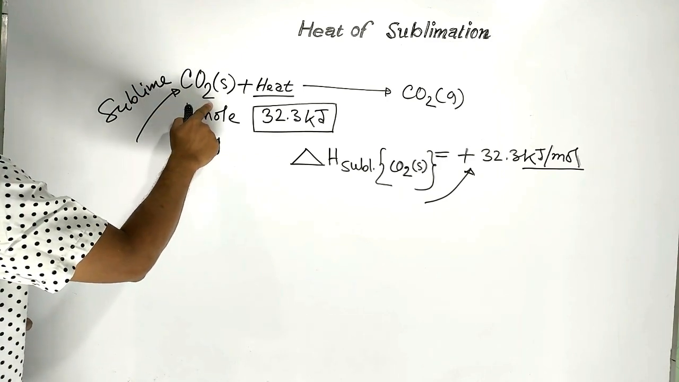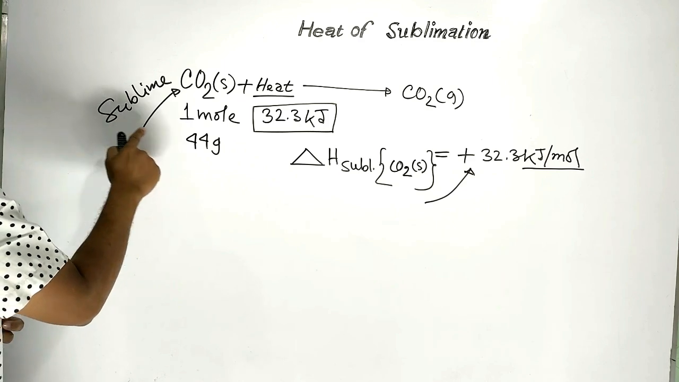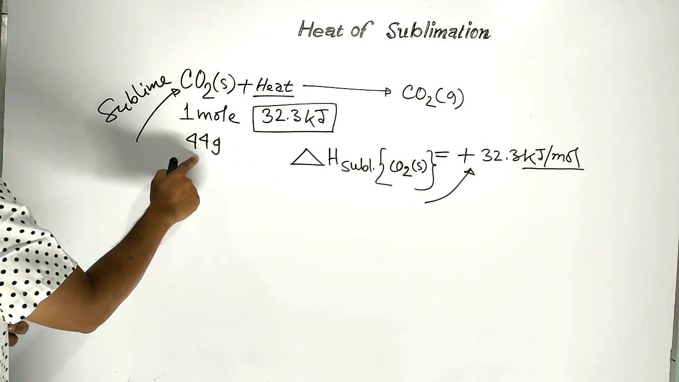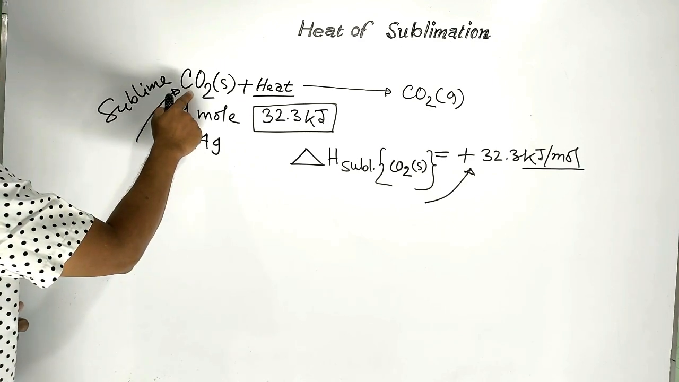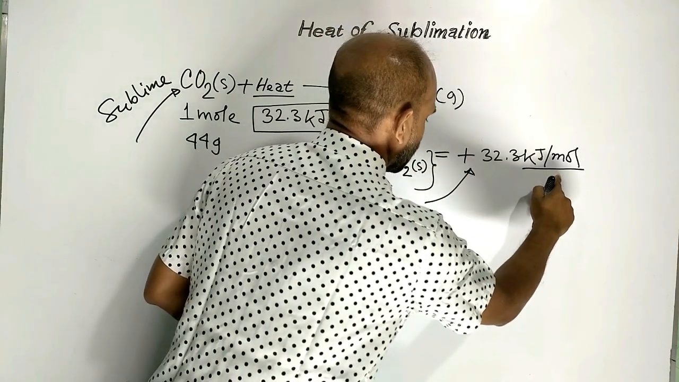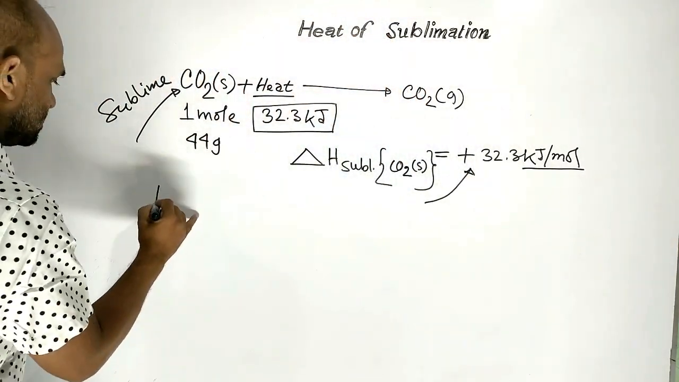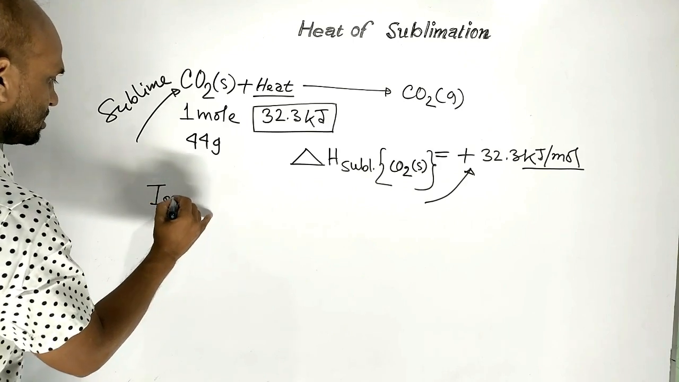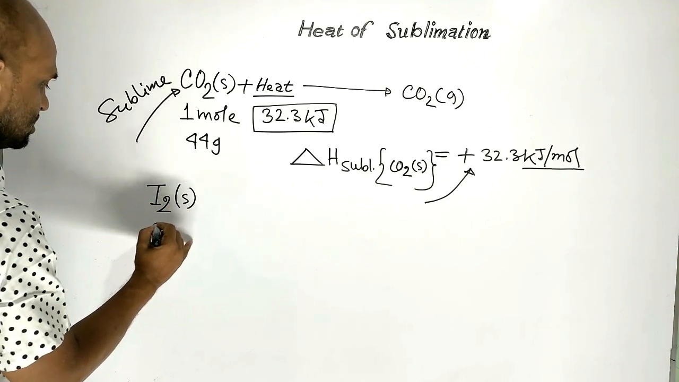Solid carbon dioxide is a kind of sublime. 1 mole sublime, that is 1 mole solid carbon dioxide, is used. That is why here it is kilojoule per mole. Again, let us take solid iodine.